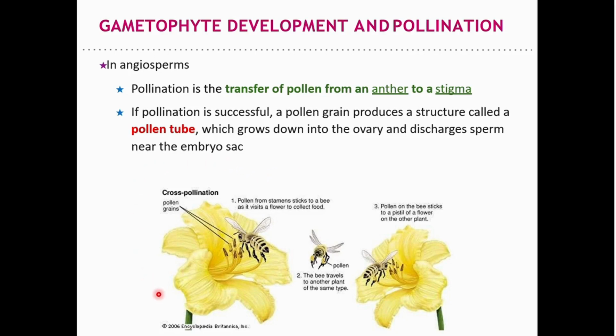This figure shows cross-pollination. These are the pollen grains on the anther. The pollen will stick to the bee as it visits the flower to collect food. Then when the bee travels, it goes to another flower of the same plant type. The pollen that stuck to the bee will transfer to the stigma of the pistil of the other flower. This will cause fertilization. This process is called cross-pollination.